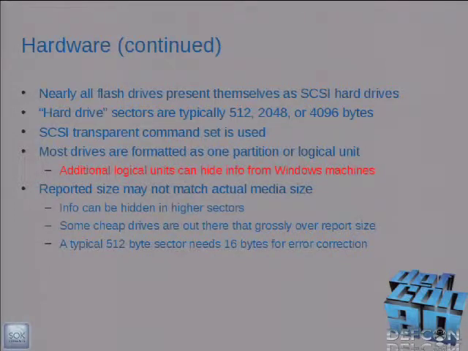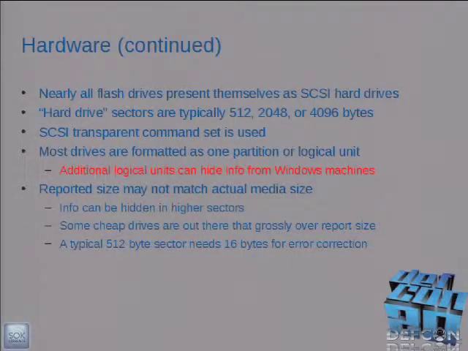Right? So how does this work? These flash drives present themselves as a SCSI device. So they really look like a SCSI hard drive to your computer. And then you have typically 512 byte sectors, and they use the SCSI control set. Most of these devices are pre-formatted as one partition. Right? We don't call them partitions for flash drives, we call them logical units. We call them LUNs, logical unit numbers.